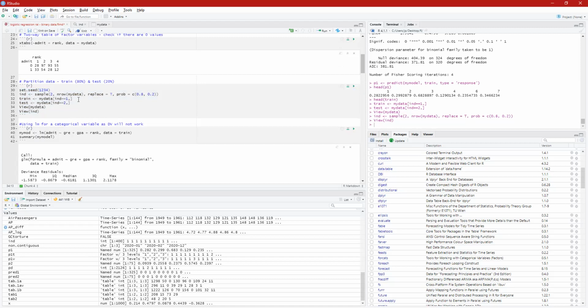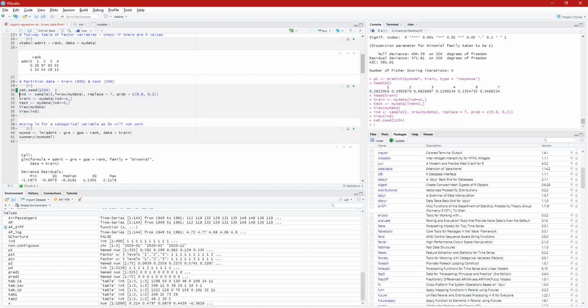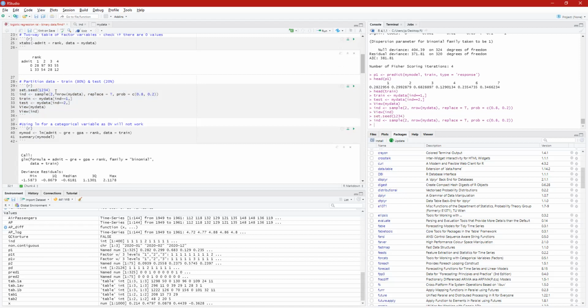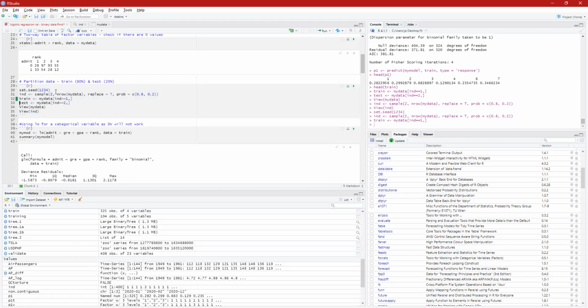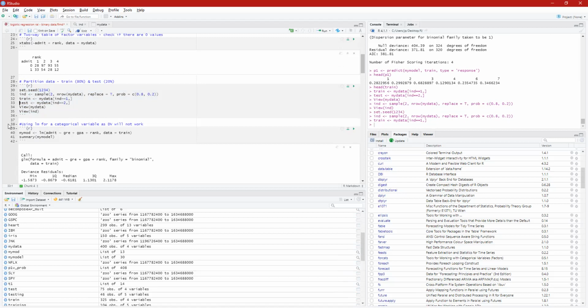Yes, sir. Can you run this one by one? Set.seed muna. Set this. Sige, control enter mo. And then yung ind, control enter. Okay, let's see. And then, hindi. Bago ka mag-train, dito sa console natin, i-type mo nga view(ind). Okay, type mo nga dyan. Like that, sir? Oo, sige.